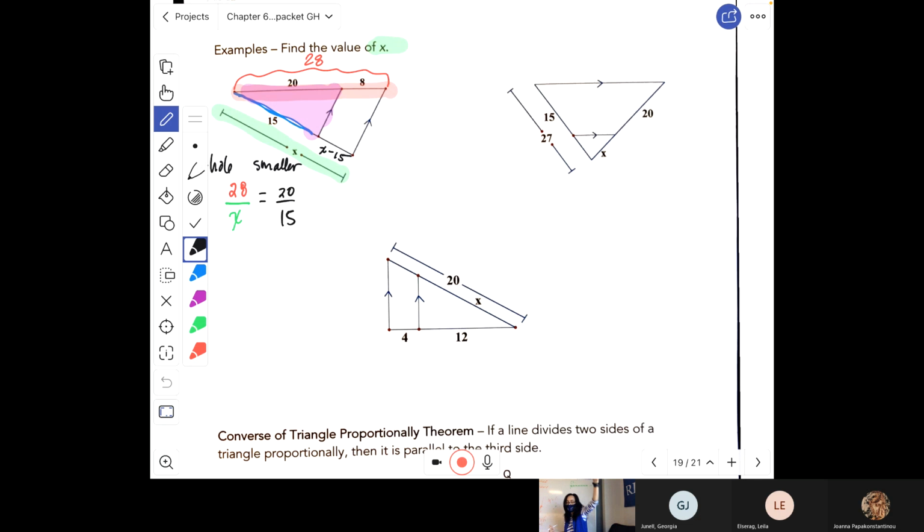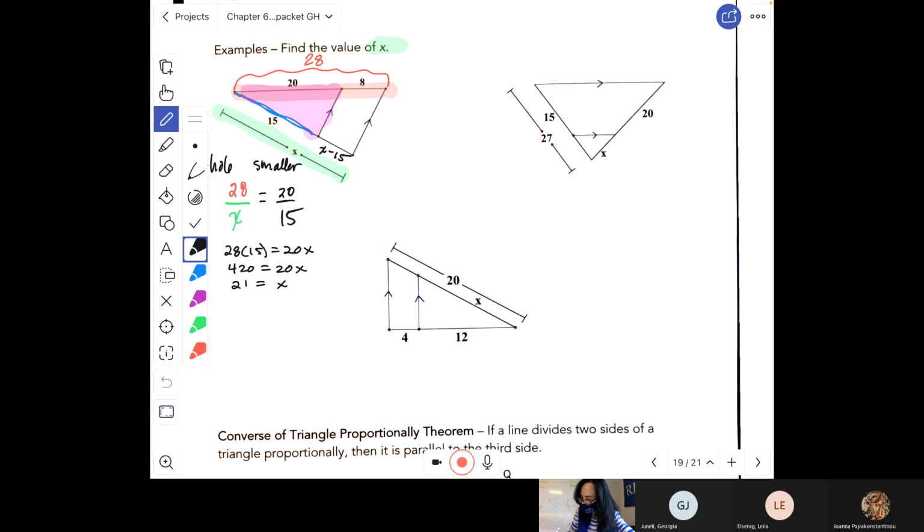The one whole side compared to the other whole side equals the one smaller side of that triangle to the other smaller side of that triangle. Again, I would cross multiply, so I'd get 28 times 15 equals 20 times x. So if I multiply on the left-hand side, that'd be 420 equals 20 times x. So what is x? 21. Good.